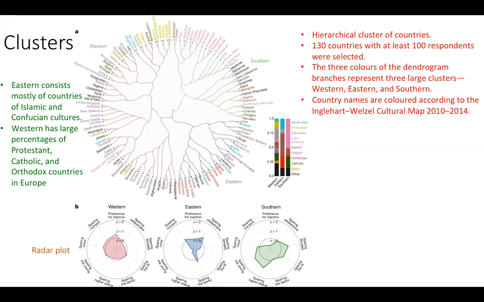From these z-scores, you see the radar plot has different labels on different sides of the circle, like preference for inaction, sharing, sparing pedestrians, sparing females, sparing the fit, etc. And they are trying to study the radar plot for the Western, Eastern, and Southern zones. You see some interesting distinguishing characteristics. Can you tell me some of them?